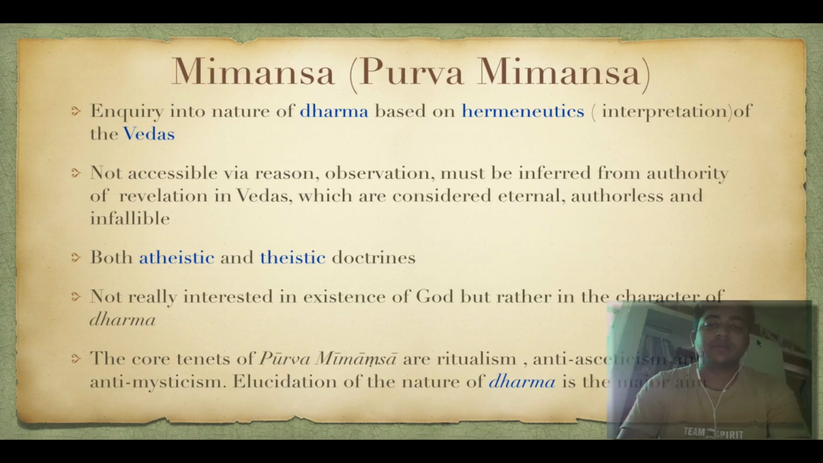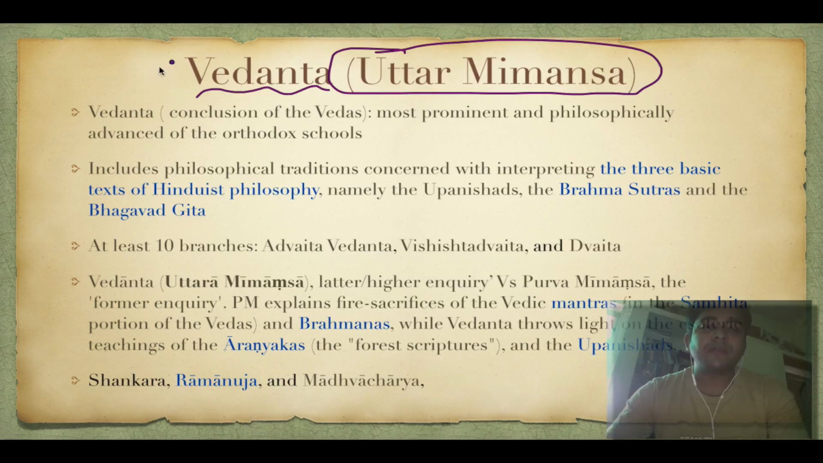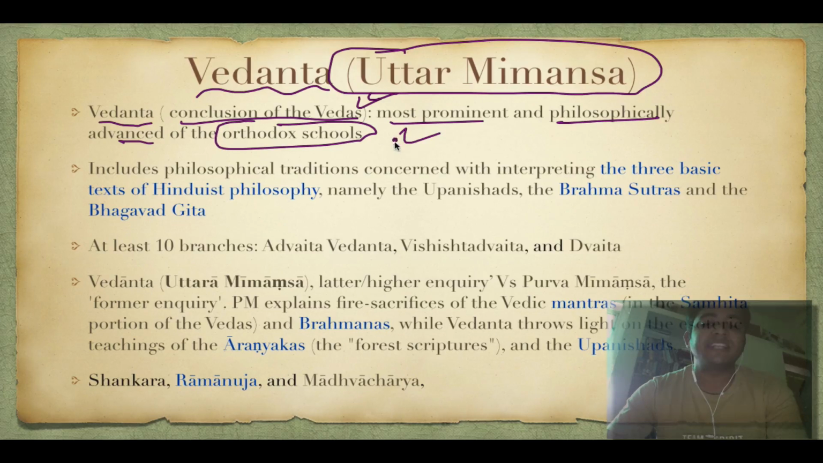Purva Mimansa. Then we finally move to the most important school of all, that is Vedanta or Uttar Mimansa. So Vedanta is Uttar Mimansa. It is somewhat opposite to Purva Mimansa or Mimansa. So Vedanta literally means conclusion of the Vedas. It is the most prominent and philosophically advanced of the orthodox schools. Please remember it. It is the most advanced school among the orthodox I am talking about.